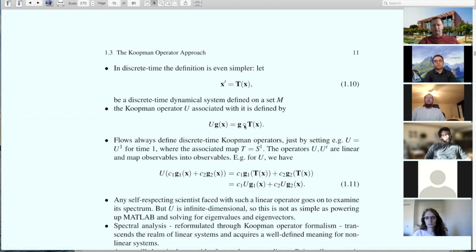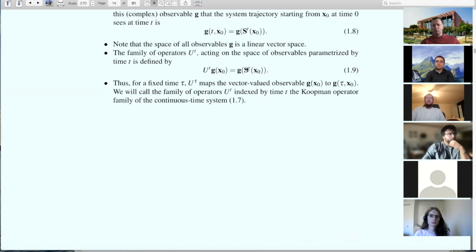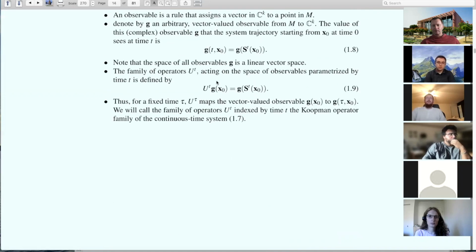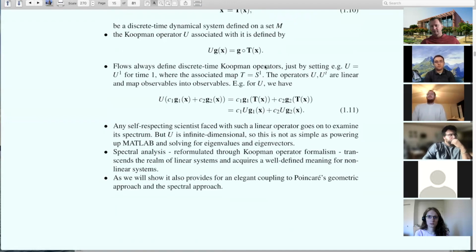That was an important point. Okay, so it's easy to see in this discrete time case that this is what is called a linear operator. First of all, if I have a flow S^t, then put t equal to 1, and you're going to get U^1 g is g of S^1 of x0. So if you define this S^1, S at time 1, as T, you get precisely this equation here. So you can always define discrete time operators by taking a finite time and obtaining a discrete time version.